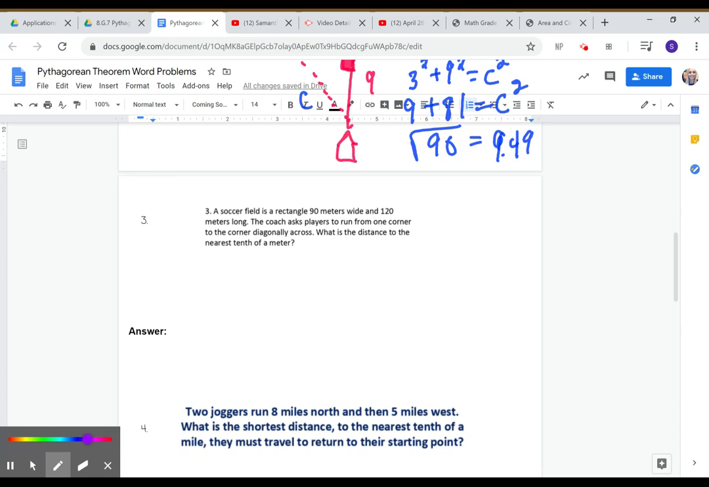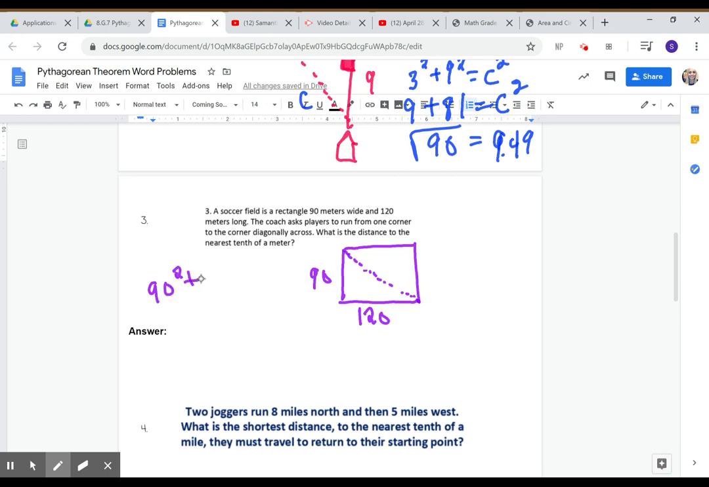All right. It says a soccer field is a rectangle 90 meters wide, and 120 meters long. So that means this would be 120. The coach asks the players to run from one corner diagonally across to the other. What is that length? So again, here, I would have 90 squared plus 120 squared, and I'm finding the diagonal piece, which we know the diagonal piece is our c. So for this, go ahead and find me c squared.